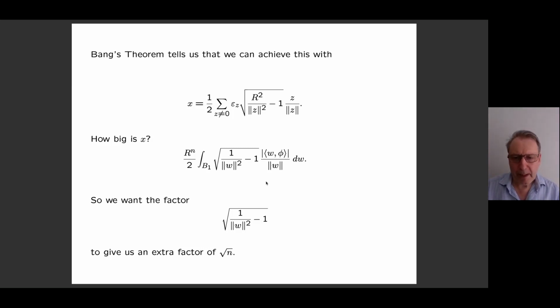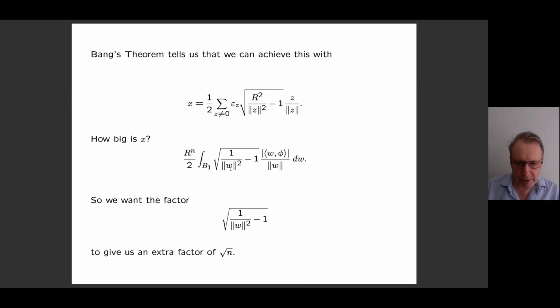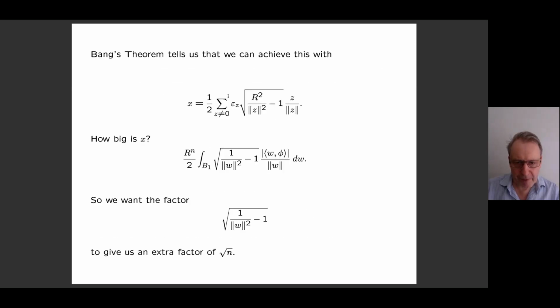So as before, let me try to explain why it's reasonable to expect that this factor will win you root n. I gave a kind of heuristic argument as to why the previous factor should win you root n. Now let's see why this factor should win you root n. Well, as this w, the point that we're looking at in the unit ball, moves out to the boundary towards the surface of the ball, this factor will decrease to 0. So when the length of w is 1, this factor is 0.